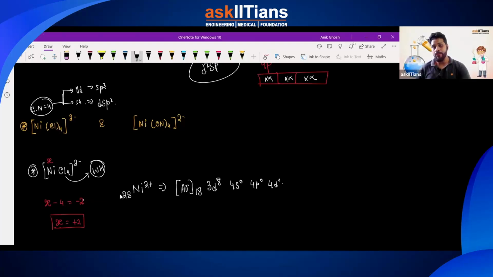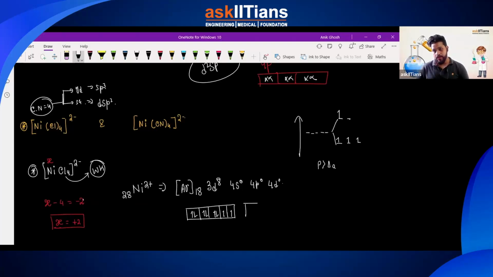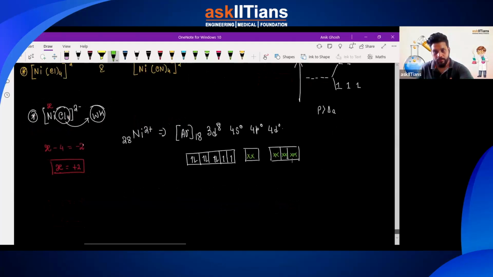So here, as it is a weak field ligand, would there be any pairing? Weak field means the splitting has been less. If the splitting has been less, then when I put the 4th electron, I'll be putting it up here, because the pairing energy is greater than delta O. High spin complex, correct? So no such pairing. For weak field ligands, we don't pair up. Let's not do it this way, you get confused. 1, 2, 3, 4, 5, 6, 7, 8. 3d8, then 4s, then 4p. Now how many ligands do I have? I have 4 ligands, so you put 4 ligands. 1, 2, 3, 4. This is your 4s orbital.